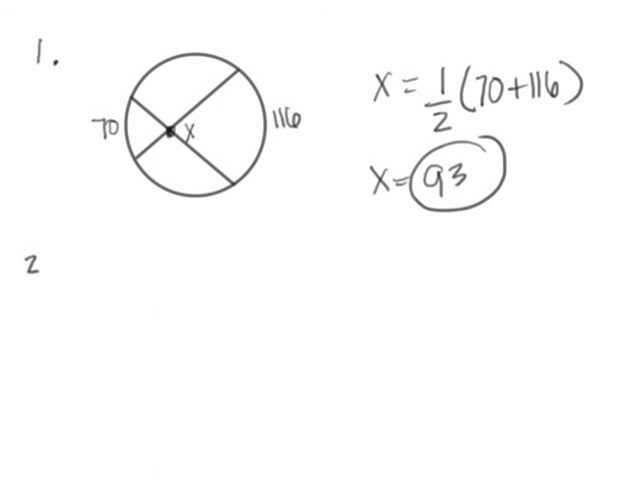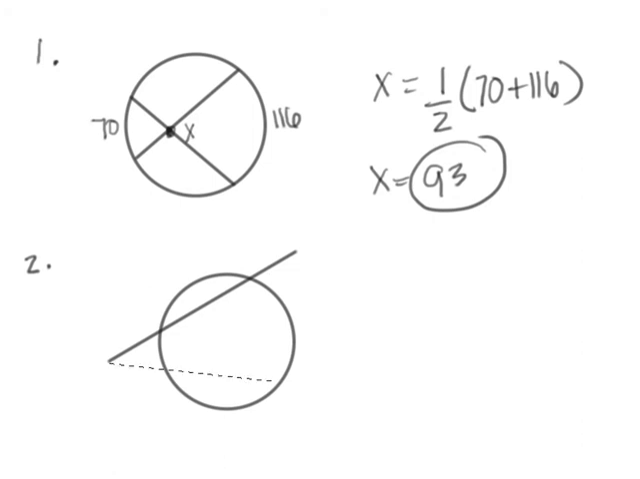Let's go to a second example. Second example with the circle. This time we're going to have two secants, and these secants are meeting outside of the circle. So this is x that we're going to be looking for.